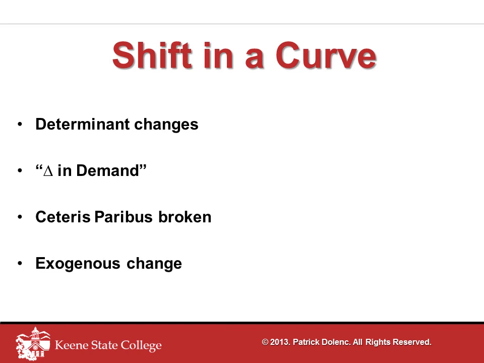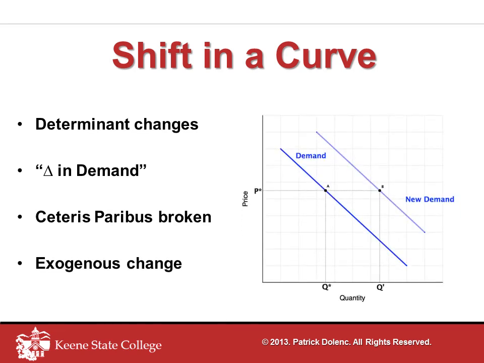Now, typically, we can use the determinants to predict where that new demand curve is likely to reside, at least in general terms. So, for instance, if my income increases dramatically, then my demand for movie tickets is likely to shift outward, away from the origin, and at every price, I'm likely to consume a higher quantity of the good or service.